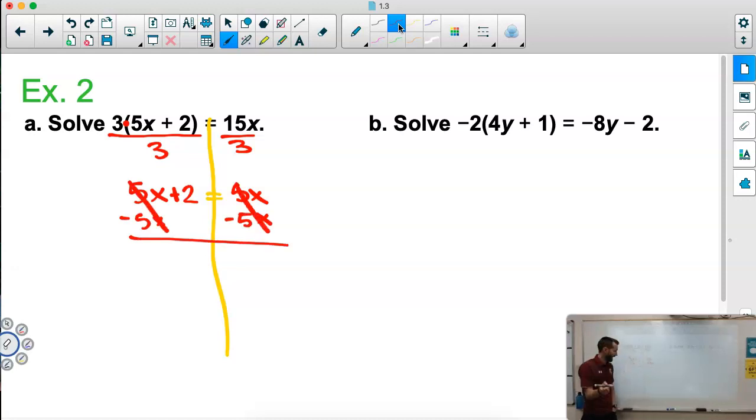Be really careful, because a lot of times students will put the answer 0, and the answer is not 0. You have 2 equals 0. 5x minus 5x is 0. So let's talk about this for a minute. As I look at this problem, I'm like, well, 2 doesn't equal 0. This is not true, right? Don't write this, but I want to make sure I'm really clear. This is not a true statement.